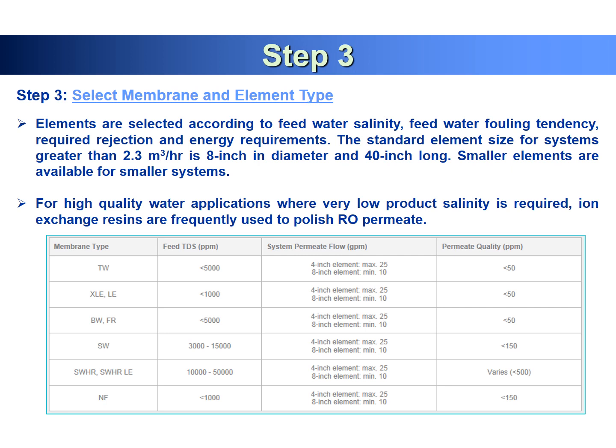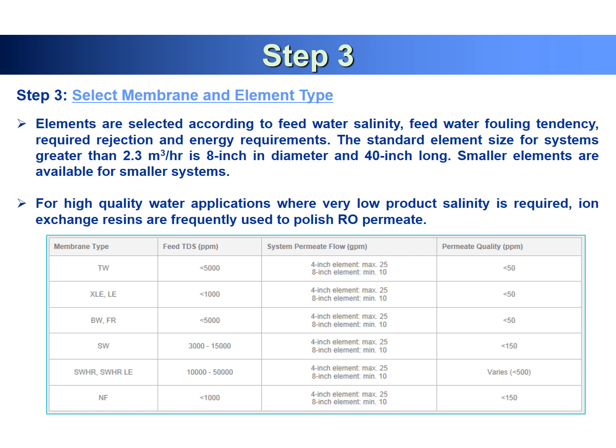And step 3, select the membrane element type. Elements are selected according to feed water salinity, feed water fouling tendency, required rejection, and energy requirement. The standard element size for systems greater than 2.3 cubic meter per hour is 8 inch in diameter, which means 1 meter long and 40 inch long, 1 meter long.